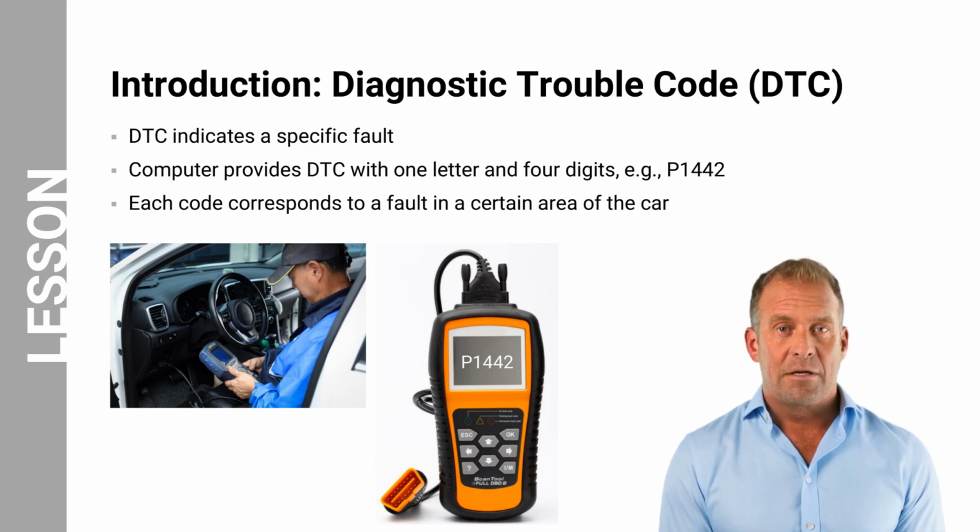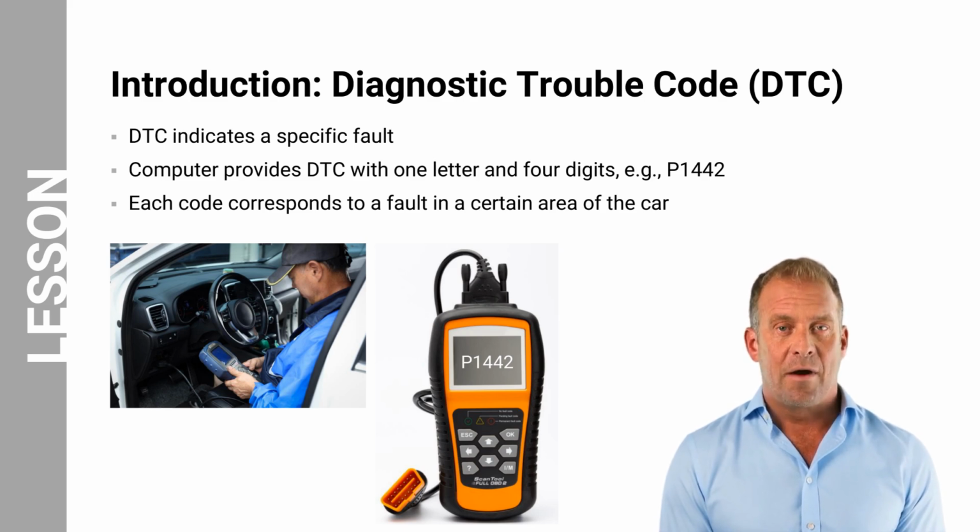In a BEV, just like gasoline cars, a diagnostic trouble code, abbreviated as DTC, acts as a specific flag for a detected problem. Think of it like a cryptic message from the car's computer. A DTC is a combination of one letter followed by four numbers, like P1442. The first letter identifies the general area of the fault. P in this example stands for powertrain, a common category in BEVs that includes electric motors, batteries, and related systems.